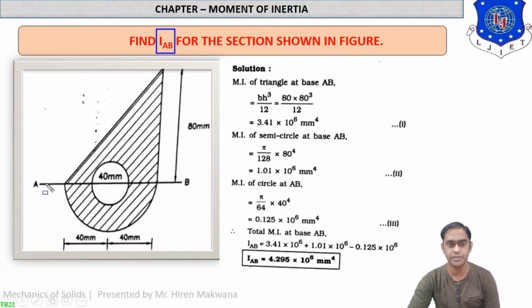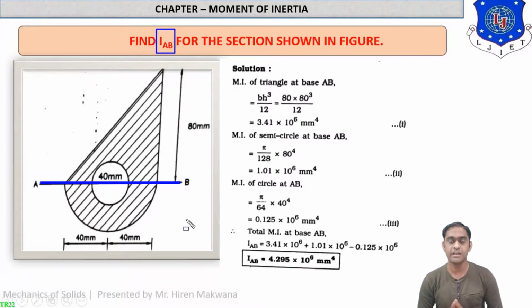Where is IAB? Actually, AB is this axis given to you. Means AB, the axis which is already given in the figure, then you have to calculate IAB directly. Means you don't have to find CG itself. Do not find X bar and Y bar. Just directly go to the formula.